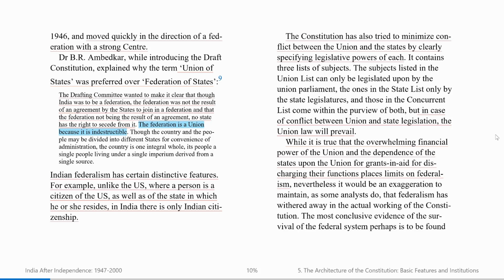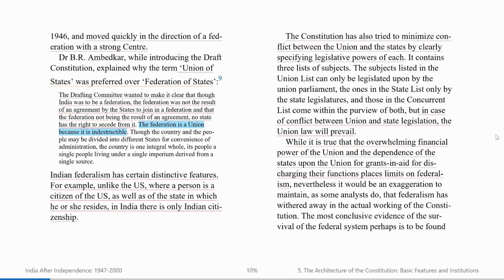Now, one of the criticisms of federal India, right, was the overwhelming financial power of the union. The 14th Finance Commission gave 42% devolution to the states, which was seen in the light of cooperative federalism. But there's still the dependence of the states upon the union for grants-in-aid for discharging functions, which places limits on federalism. So India is seen to be federal but unitary in structure.